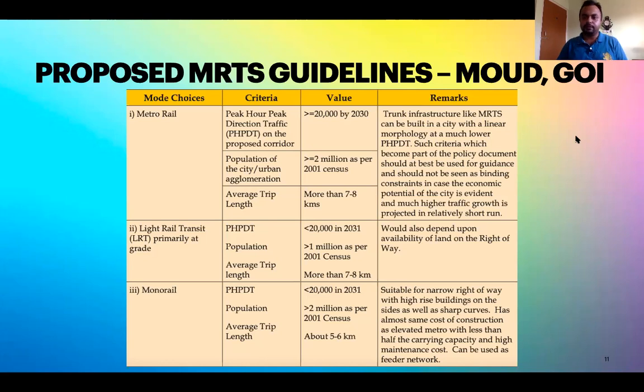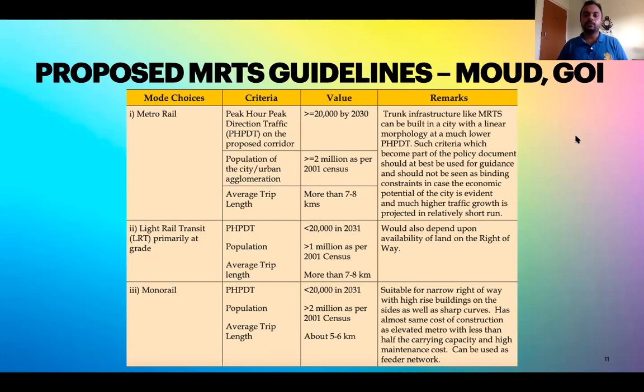Ministry of Urban Development, Government of India, to decide where we will construct metro rail, where we will construct light rail transit, or where we will construct monorail. Consider the peak hour, peak direction traffic on the proposed corridor. Peak hour means, for example, if the offices start at 9 o'clock, from 9 to 9:30, that travel may be at peak hour. If we take the example of Guwahati, comparing from Azara to Paltan Bazar, the direction from Azara to Paltan Bazar will be the peak direction in the morning time.